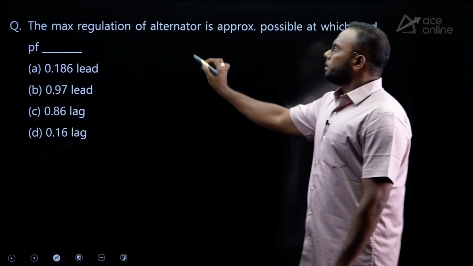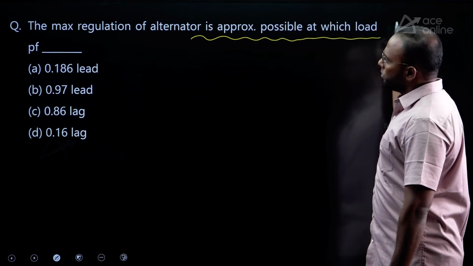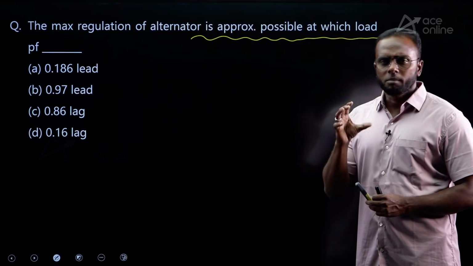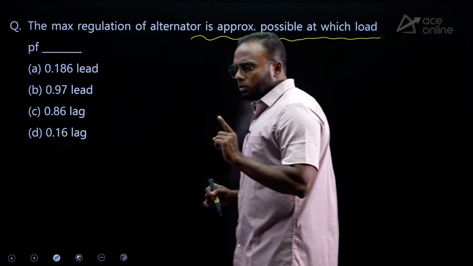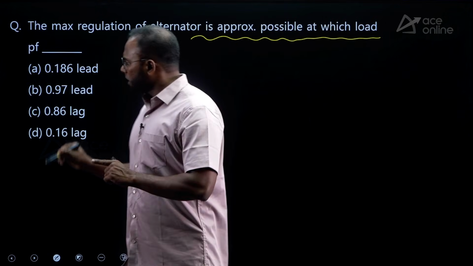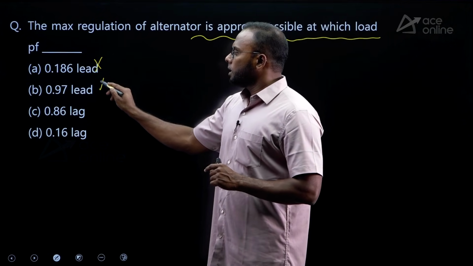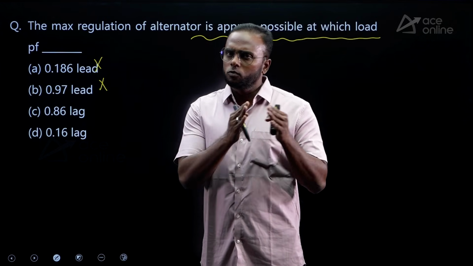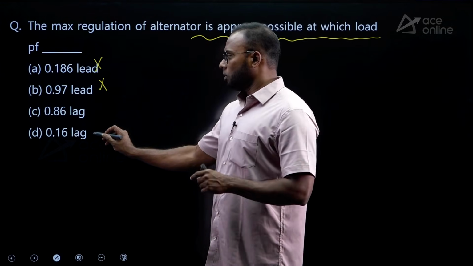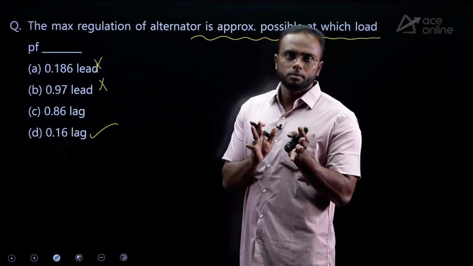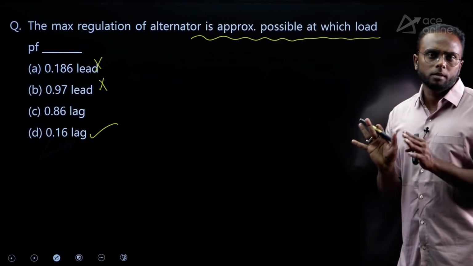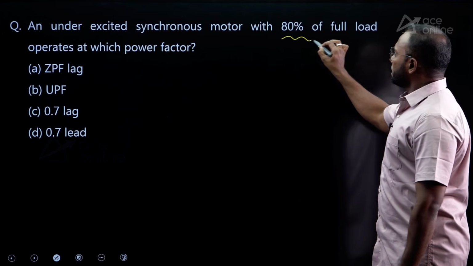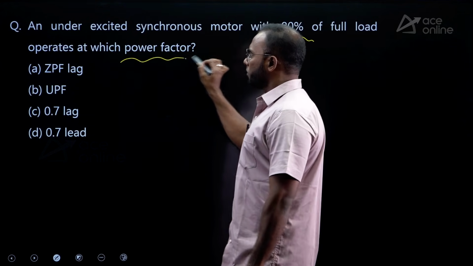Next, the maximum regulation of an alternator is approximately possible at which load power factor? Remember, maximum regulation we always get for lagging. There are 2 options with lag here, so you can strike out the other 2. Now, maximum regulation is possible for lag near to which power factor? Near to 0, like 0.1, 0.2, in that range we get maximum regulation. So, option D is correct.